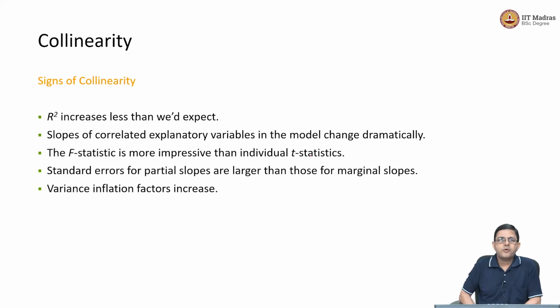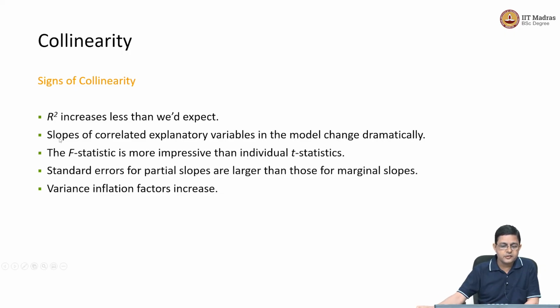So, what are the signs of multicollinearity? We know that every time we add an explanatory variable, our R squared is going to go up. If there is multicollinearity, R squared does not go up drastically; it goes up only fractionally. Let us say if there is only one explanatory variable in our model, our R squared is 0.6. If we add one more explanatory variable, we expect the R squared to go up drastically, but it goes up only from 0.6 to 0.65. So that is a sign of multicollinearity.